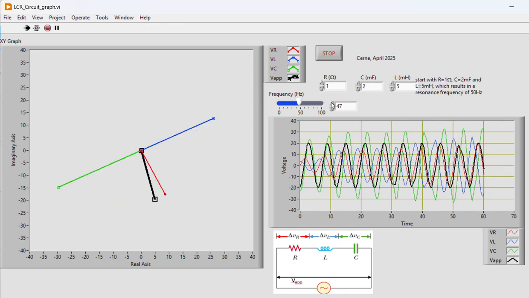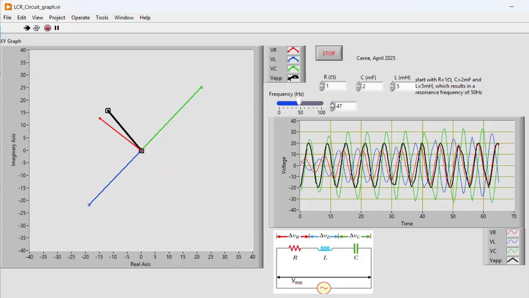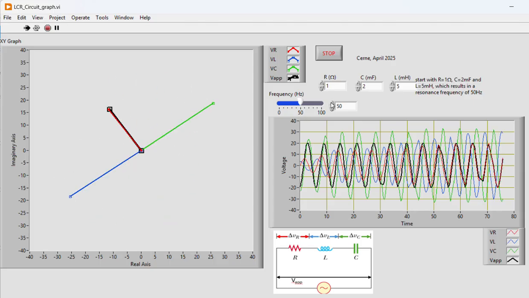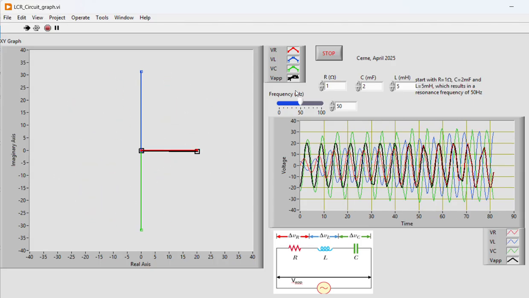Higher, a little bit higher still, higher frequency, 49, right around 50 hertz. Do you see what happens at 50 hertz? At 50 hertz, the voltage across the capacitor and the voltage across the inductor exactly cancel, and they give you a total voltage which lines up exactly with the voltage across the resistor.